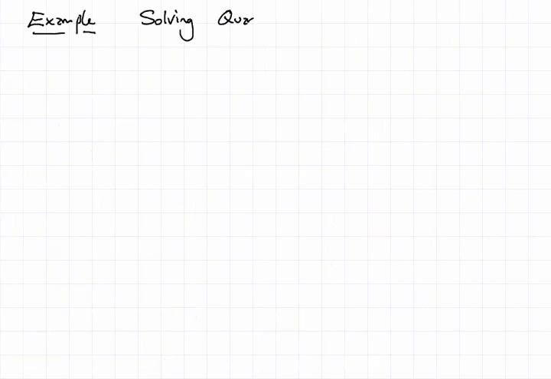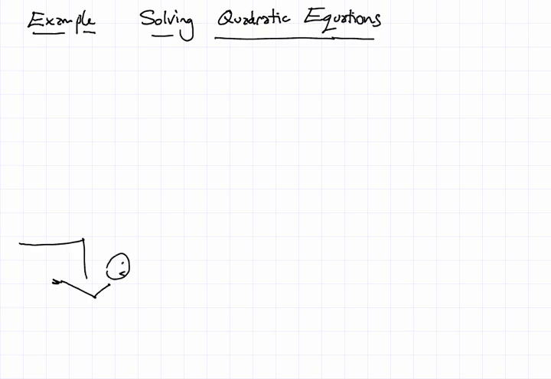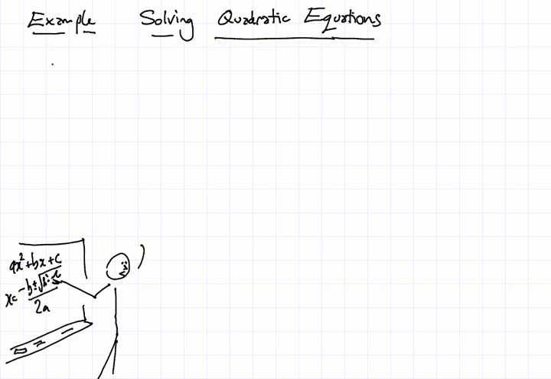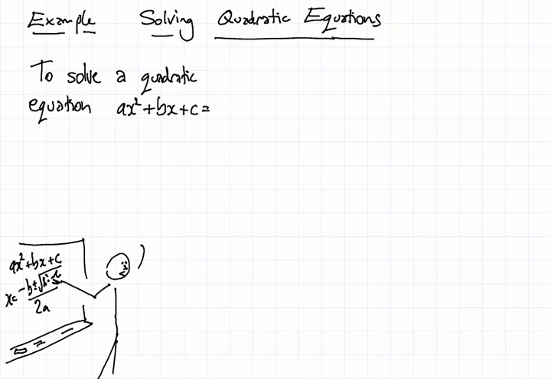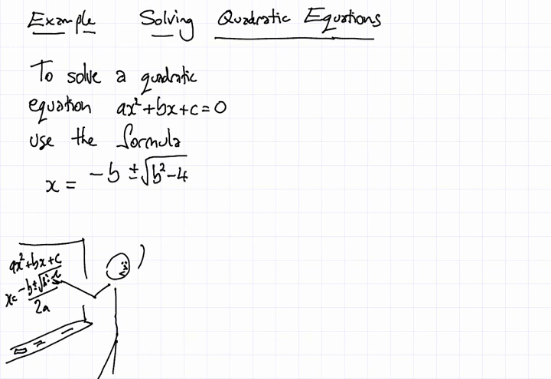As an example, let's look at quadratics, something which often appears in secondary school mathematics. So in a class in which quadratics are being discussed, a teacher might stand up and say, well, if we've got an equation like this, ax squared plus bx plus c equals 0, then the solution is found using this formula, x equals minus b plus or minus square root of b squared minus 4ac, all divided by 2a.